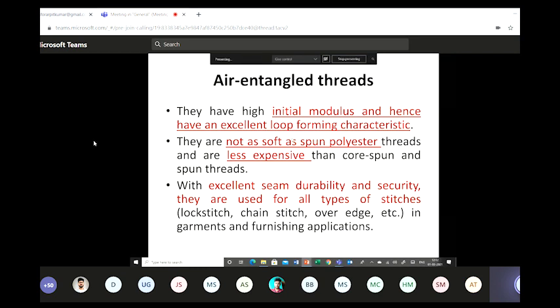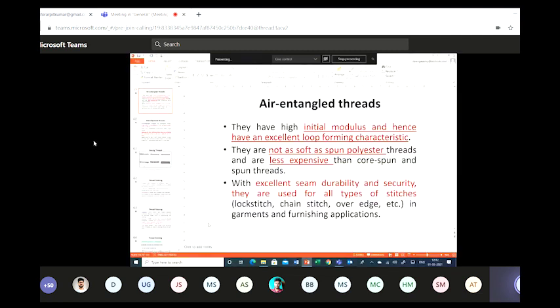And because they are using high modulus filaments, they have high strength, very good strength. Because of that, the seam durability is very long. And because of the loops on the surface, they provide excellent security for all types of stitches like lock stitch, chain stitch, overedge in garments. So now let me come back to what is seam security.